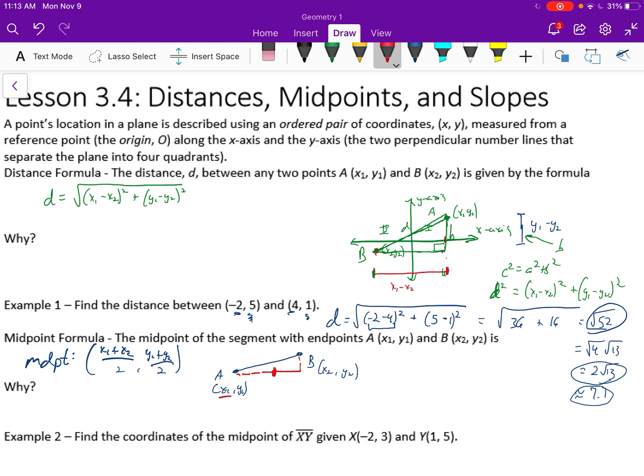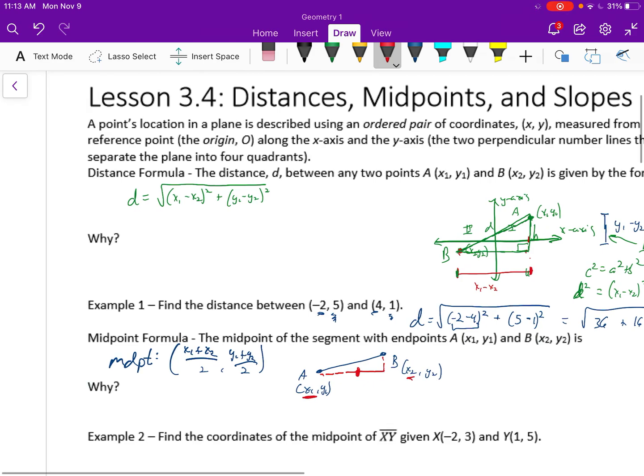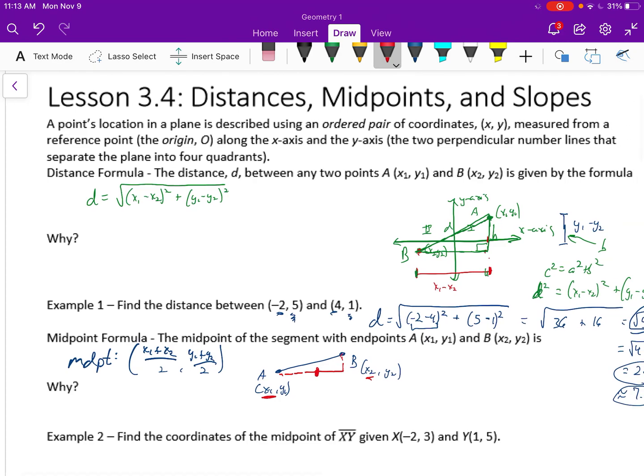So that's the average of the x's. Well, to find the average, you add them together, divide by 2. And then we find the average of the y values. So that's adding the y values together and dividing by 2. So that's a nice, easy formula as well.